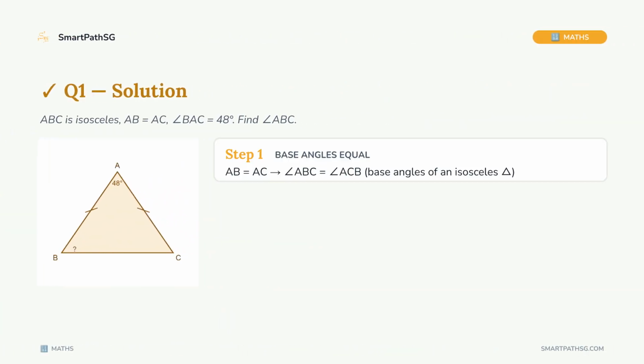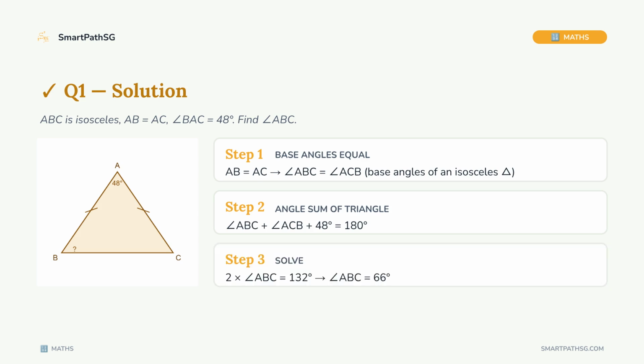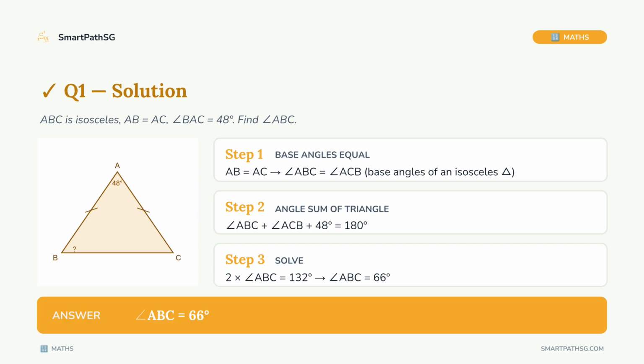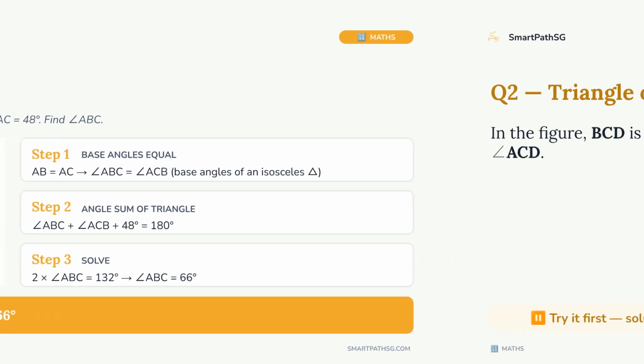Because AB equals AC, the base angles ABC and ACB are equal. All 3 add to 180, so 2 of them, plus 48, is 180. That leaves 132 for the 2 equal angles, so each is 66. Answer: angle ABC is 66 degrees. Remember to write down the reason. Base angles of an isosceles triangle are equal. Markers reward the reasoning, not just the number.